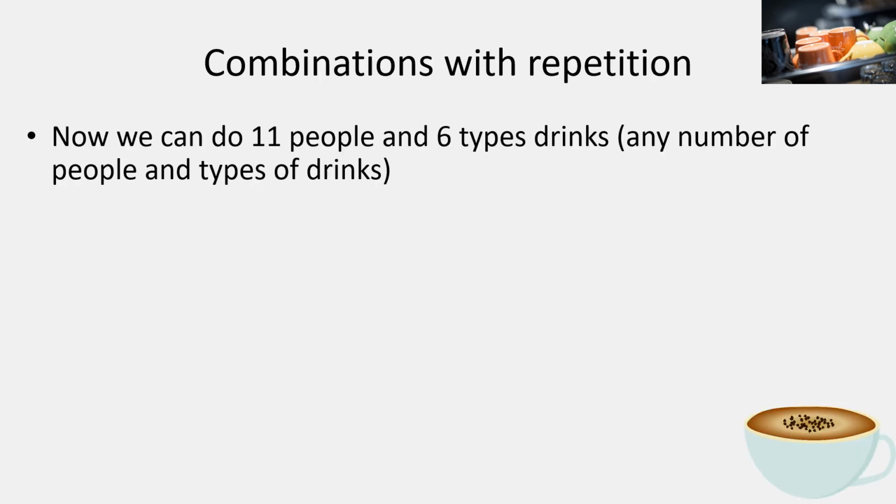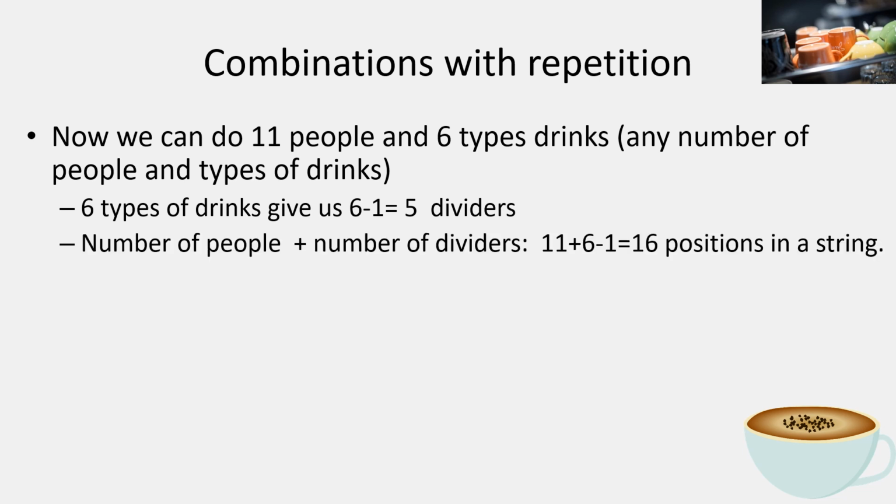So how to generalize it? Let's go back to our initial puzzle with 11 people and 6 types of drinks. And in general, you could just have n people and some kind of k number of drinks. So now the formula becomes, we have the number of choices of whatever the number of people is out of number of people plus number of dividers.